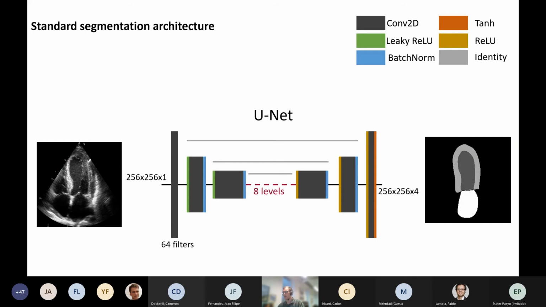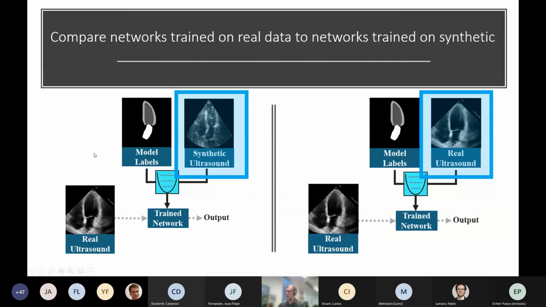And so we just use, again, a standard segmentation architecture. This was a UNet, so nothing fancy here. And the comparison here is we have one network that we're going to train with synthetic ultrasound images and the labels, and we have another network that we're going to train with real ultrasound and labels, because we had data sets of real ultrasound and labels here.